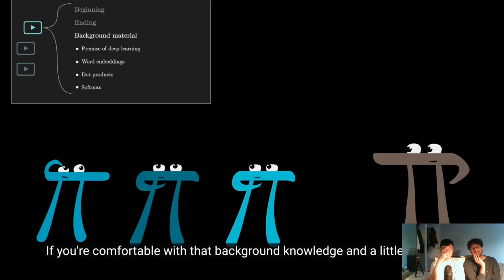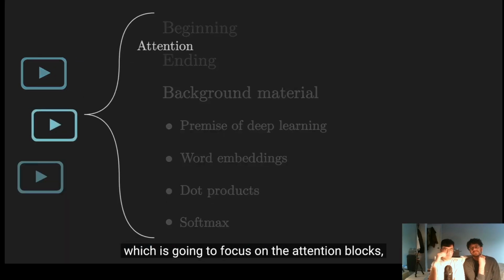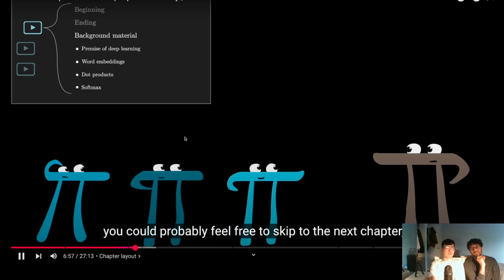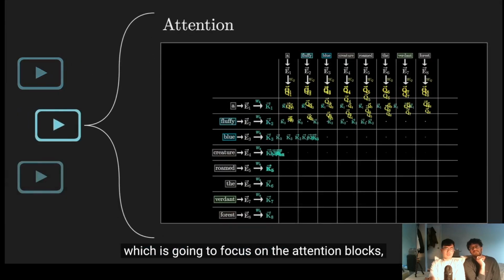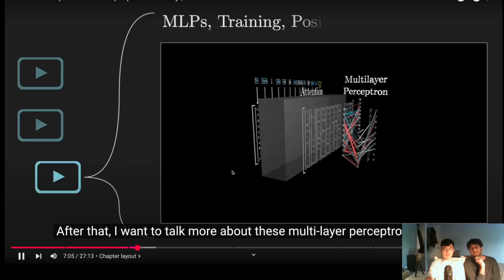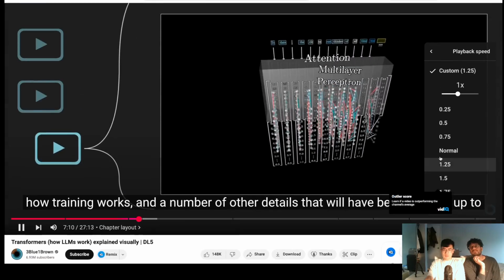If you're comfortable with the dot product, you could probably feel free to skip to the next chapter, which is going to focus on the attention blocks, generally considered the heart of the transformer. After that, I want to talk more about these multi-layer perceptron blocks, training, and position. Okay, so probably this is a lot of review, so let's skip up to that point.